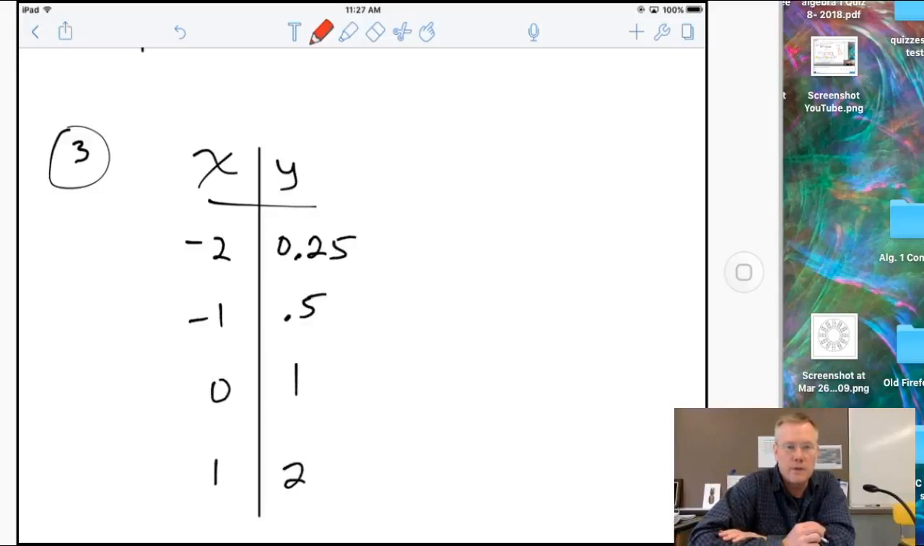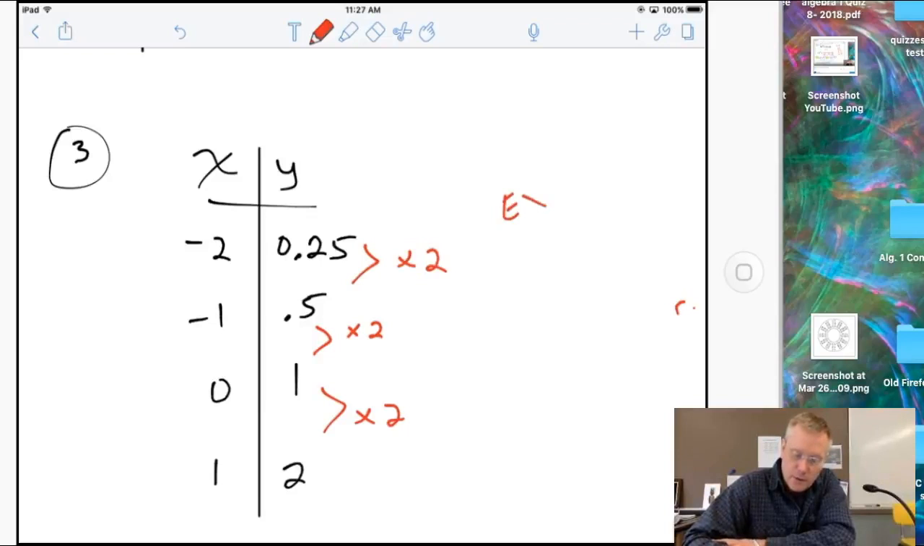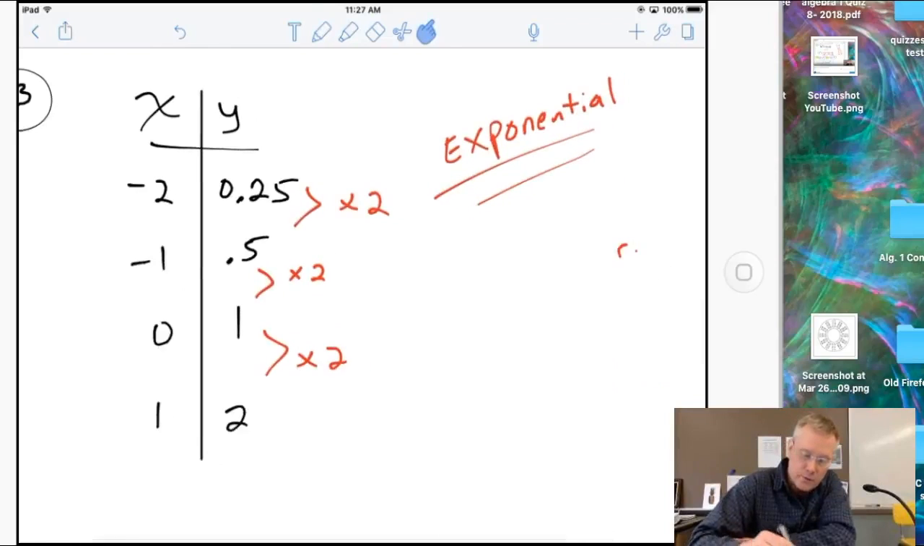How do you go from 0.25 to 0.5? How do I go from 1/2 to 1? How do I go from 1 to 2? Remember, 0.5 is 1/2. And what you find is that to go from here to here, you're doubling it. You're multiplying by 2. So if you're multiplying over and over again to get the next value in the y column, that's exponential growth. And that's the answer I'm looking for in this case.